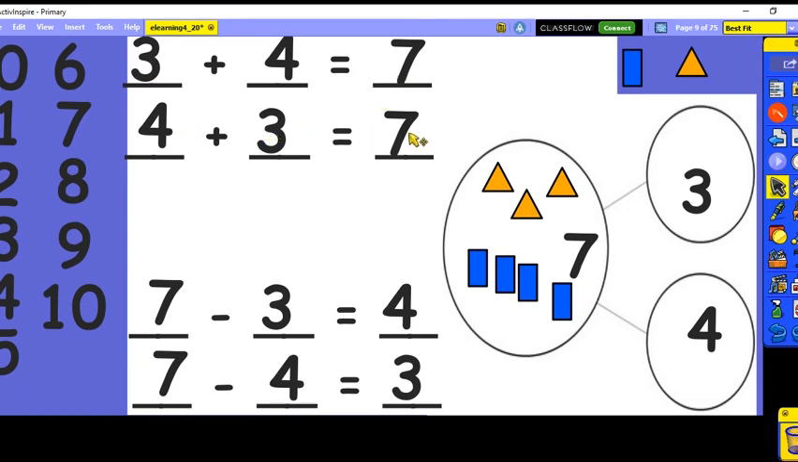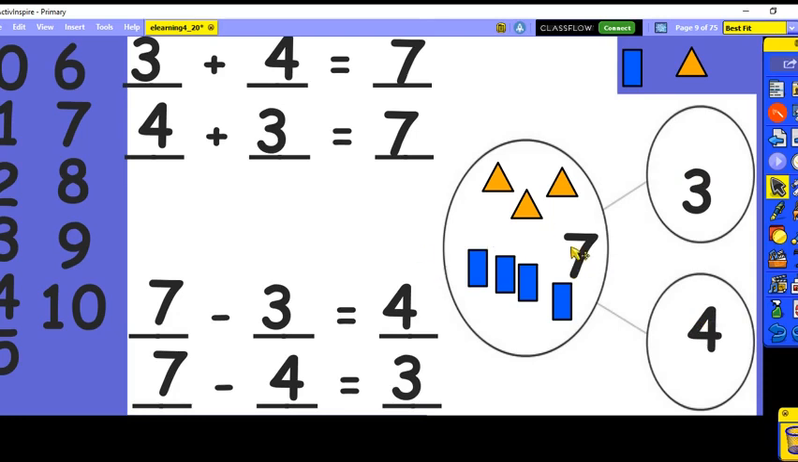Now, when we do our subtraction facts, we start with the total. So we start with the total when we subtract because the biggest number goes first when we subtract. So we did 7 minus 3 equals 4. So 7 minus this part, and you get the other part.